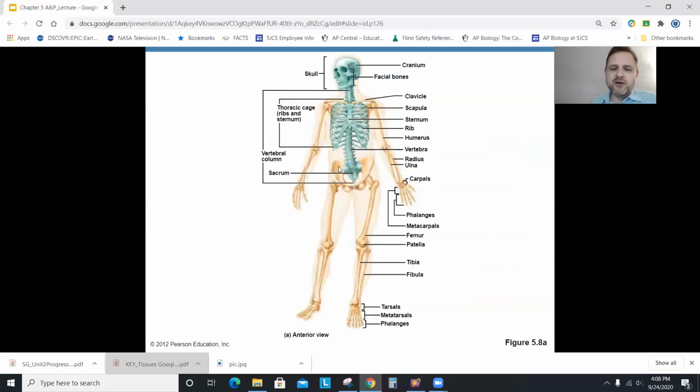Okay, so I want to go through this diagram because this is a good diagram that might be on a test. So let's just go through these bones real quick. So your cranium, your skull, your facial bones, we've already discussed those. Your clavicle is your collarbone. It helps position your shoulder.